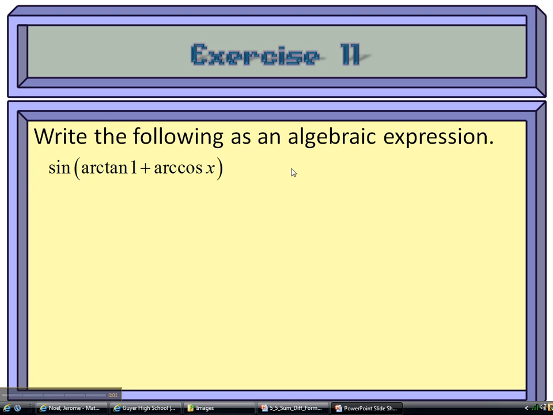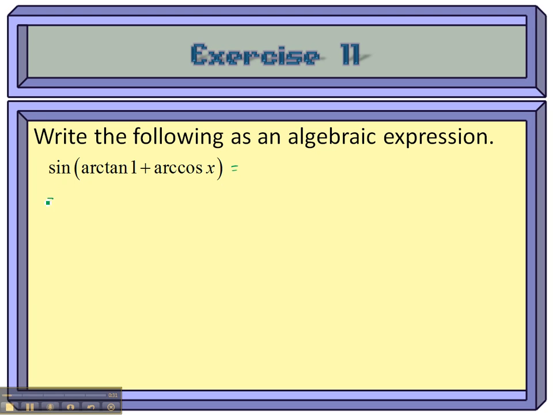For exercise 11, we're going to rewrite this as an algebraic expression. So it just has x's and stuff in it, no sines, no cosines, whatever. Notice that the sine of a sum in here, we can use a sum formula. We can use that because the arctangent of 1 is an angle measurement. It's the angle whose tangent is 1, and this is the angle whose cosine is x. So we're just going to apply the sum formula for sine.